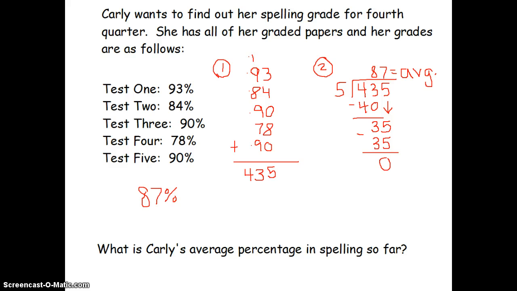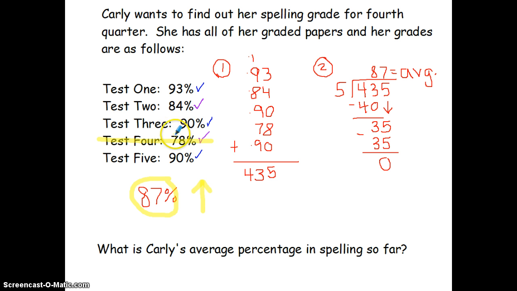So some spelling grades are higher than an 87. Like these 3 here, they're higher than the 87. But then she's got some that are lower. Like the 84 and the 78 are quite a bit lower than the 87, and so that might bring her down. One of the things that you can think about is, Carly as a student can ask herself, if I did better on test 4, then my overall average would go up. It would be higher than an 87%.